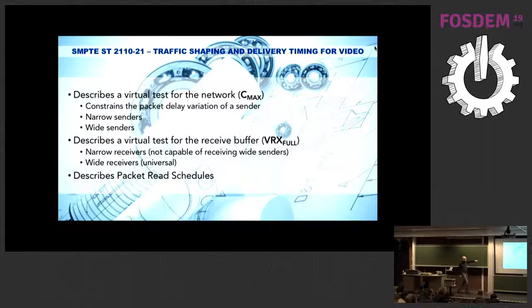On the receiver side, they define something similar. It's called the VRX, the virtual receive buffer, that needs to be measured at the sender side. It's quite the same as this network buffer model. One exception: the packets are read out of the buffer according to the PTP timing. This is where the fun comes in.